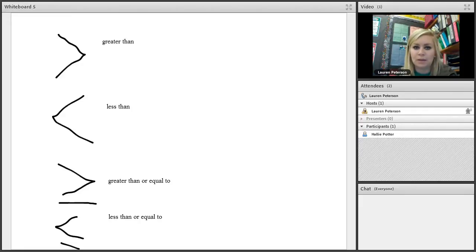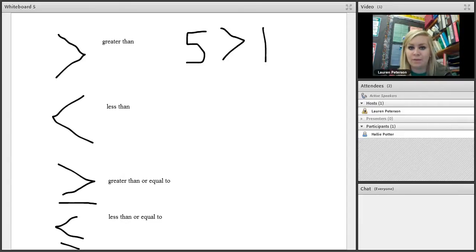So like I said, the alligator would want to eat 5 watermelon more than he would want to eat 1, right? So 5 is greater than 1. The next one is less than. We could say 2 is less than 11. Easy enough?